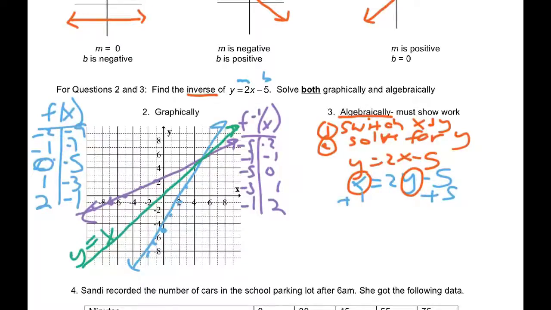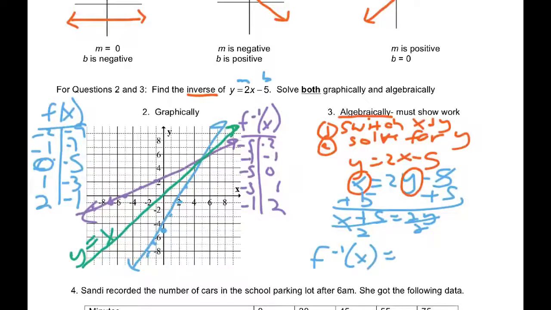So you undo subtraction with addition. We now have x plus 5 equals 2y. We divide everything by 2. And we use our notation. F to the negative 1 of x is x plus 5 over 2. Or if you want to divide it out, our slope is 1 divided by 2, which is 1/2 x. And our y-intercept is 5 divided by 2, or 5/2.